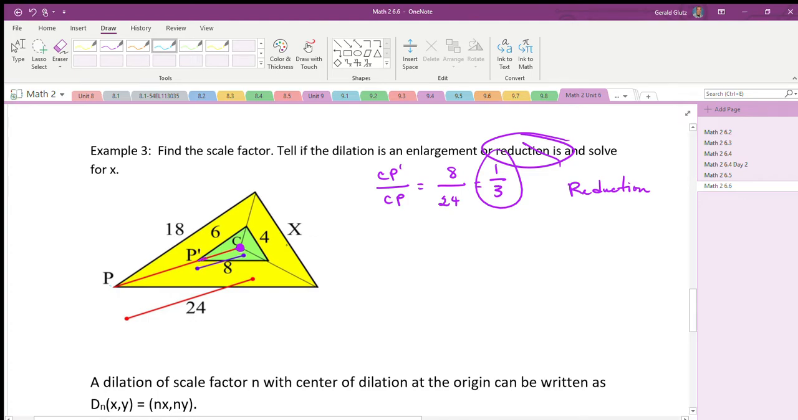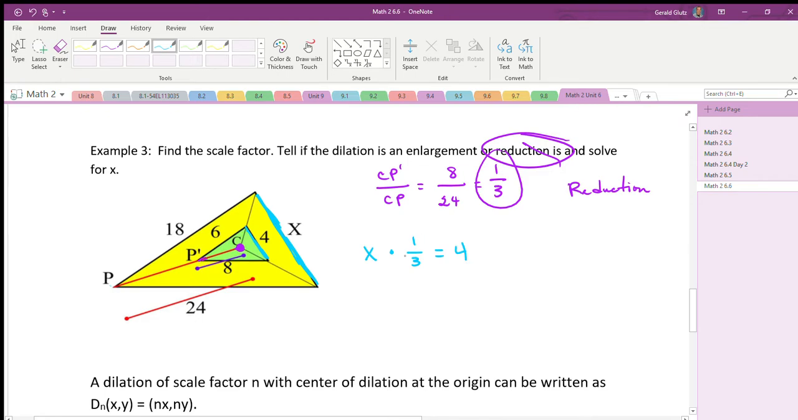So we're trying to figure out what this original shape or original side length was. The new one, the smaller one, is 4. So let's just say this. I know the scale factor is 1/3. The original side was x. So if I multiply the original side times the scale factor, that will give me the new side. But the new side is 4. So x times 1/3 is equal to 4.